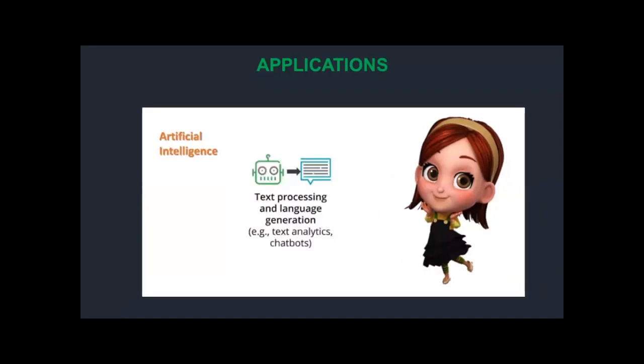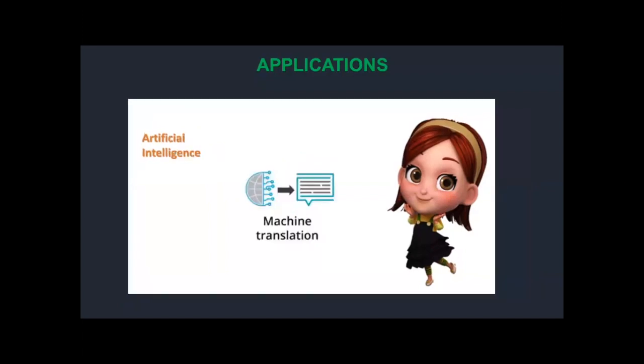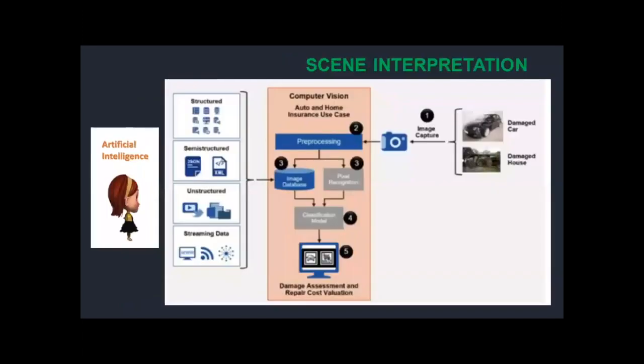Now we have done these language generation models, transliteration, and the same way, speech. Now scene interpretation. We talked about the damaged car or damaged house. We have captured these images and will move towards our vision system where we have done the processing. We have the image database, we have the pixel recognitions, we have the models, and we have made the assessment, the repair cost evaluation of these aspects. So we have these 5 steps.